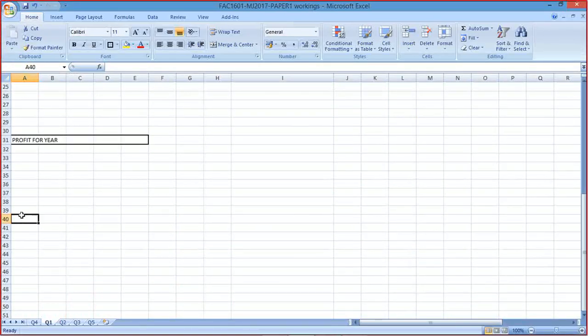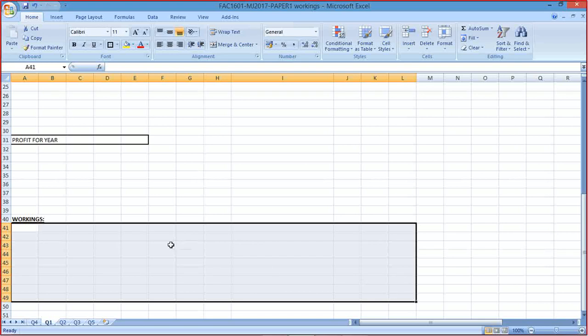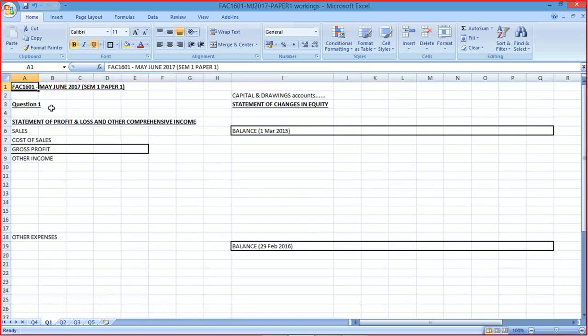So I would either, on a separate page, put the heading workings, and then do all my workings there and then reference it in my solution, my answer.